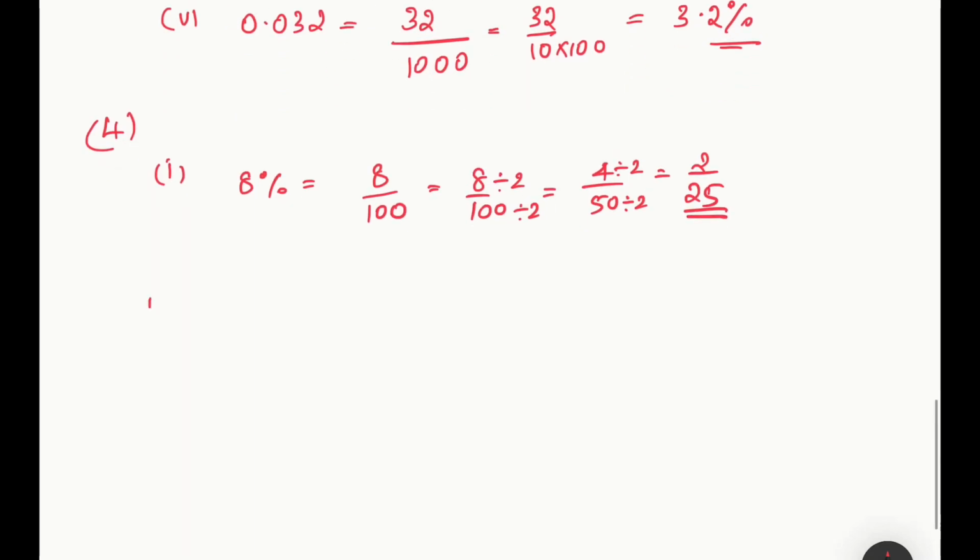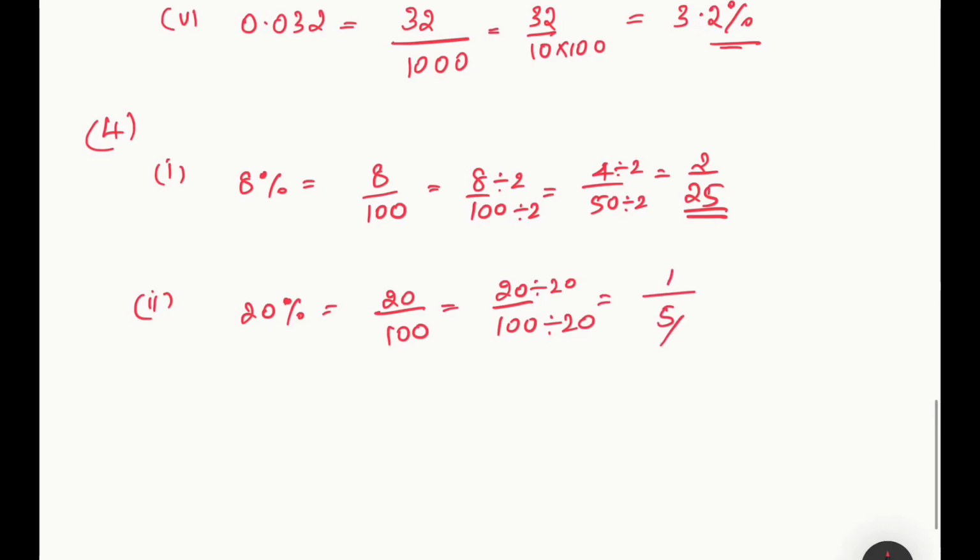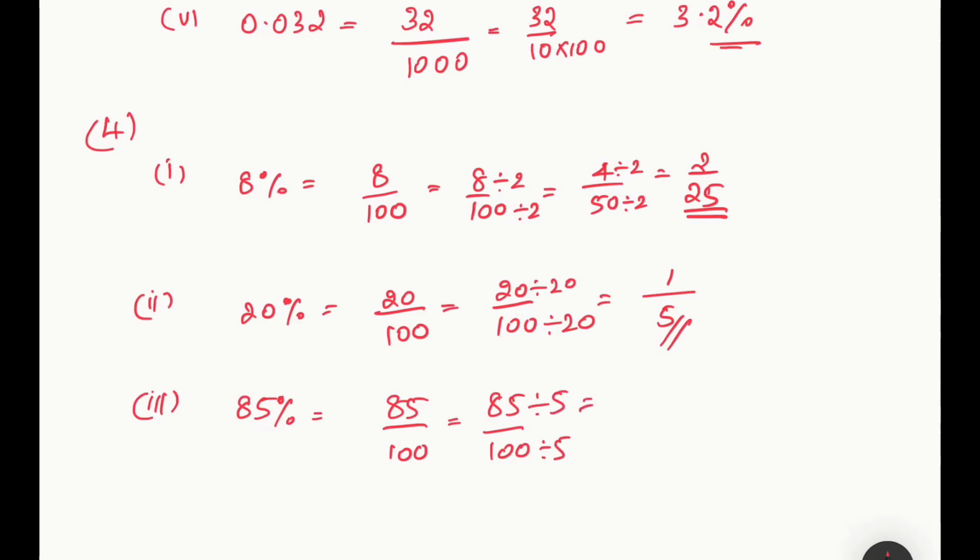Okay. Now coming to the second sub question. 20%. How do I write 20%? 20 by 100. Right? 20 by 100 I can directly divide. Correct? 20 divided by 20 and 100 divided by 20. 20 divided by 20 is 1 and 100 divided by 20 is 5, so 1 by 5. Third one, 85 percentage. 85 percentage can be written as 85 by 100. So 85 by 100 can be divided by 5, divided by 5. So 85 divided by 5 will give you what? 17 by 20. Can you do it further?